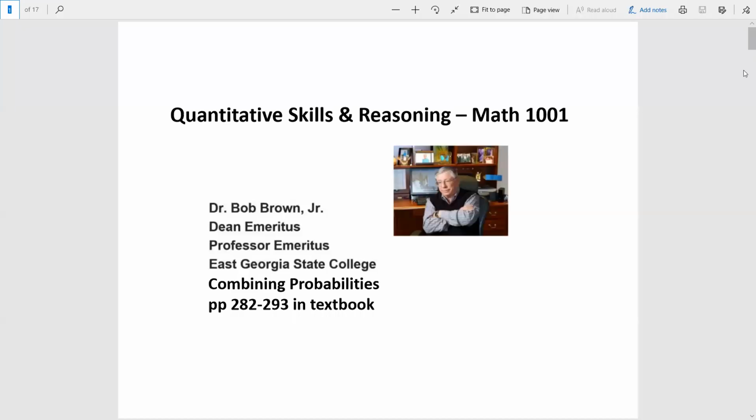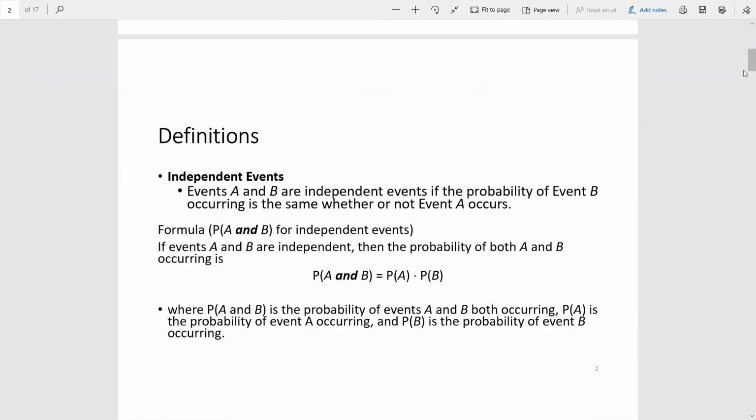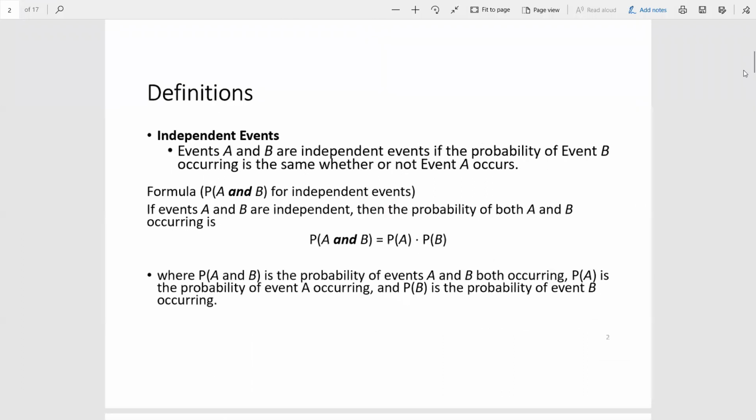Hello, this is Dr. Brown, and in this video we're going to continue in our probability unit, and we're going to be talking about combining probabilities, which is on pages 282 to 293 in your textbook. First, we're going to start with some definitions.